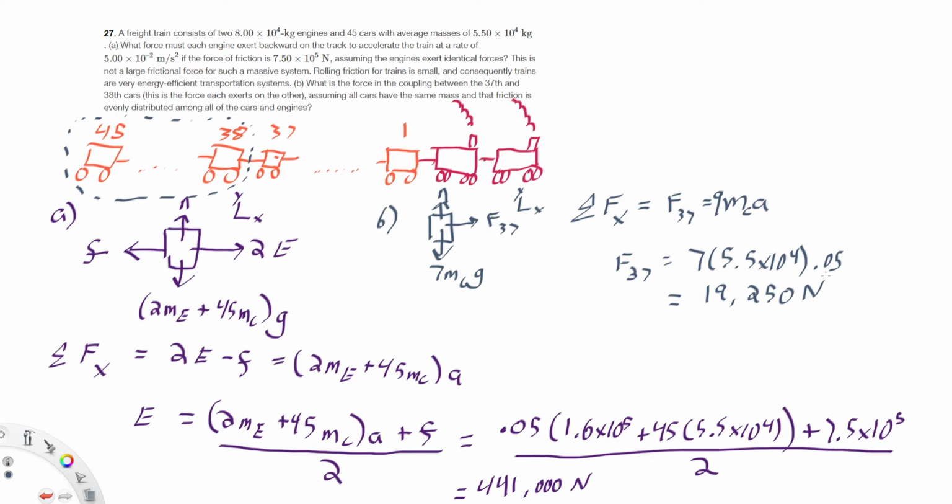That's a pretty good amount of force, being a little piece of steel there. And if you think about it, the further to the front of the train they are, the more force that those couplings have to endure. Right? Because this coupling here has to endure enough force to pull all 45 cars.